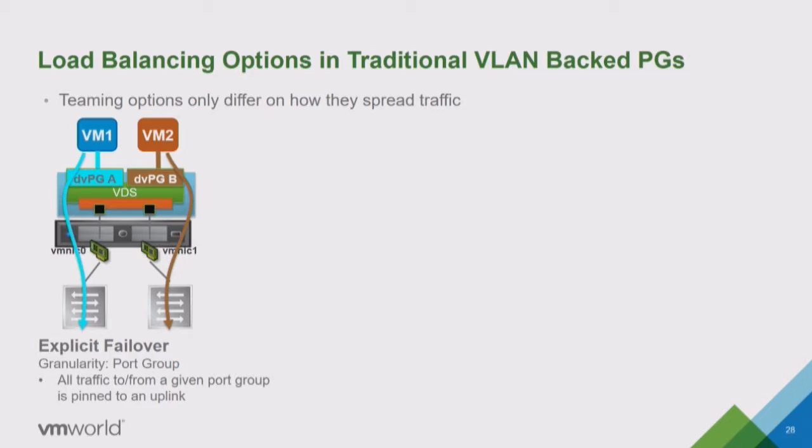Explicit failover means that you are going to dedicate one network interface card to be the active one for that uplink, and the other one is not going to be used. It's going to be in standby mode. So you lose 50% if you want to.